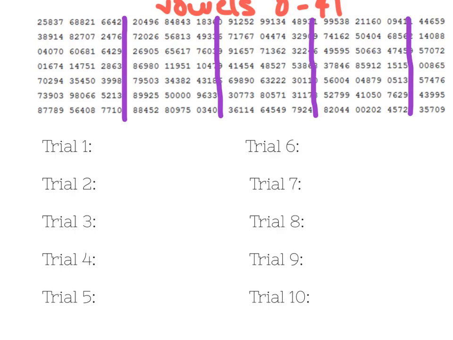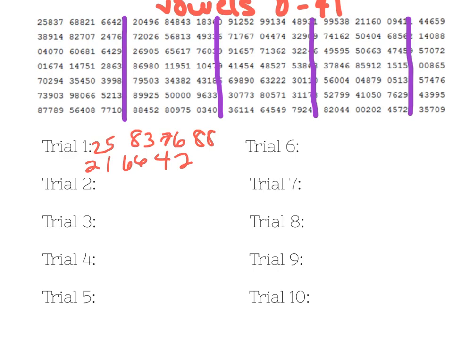For my numbers, I'm going to go back and look at these. So 25, 83, 76, 88, 21, 66, 42. So I've got 25, 83, 76, 88, 21, 66, 42. And if you remember, the ones that we wanted were our vowels.